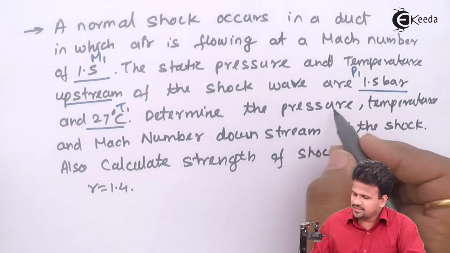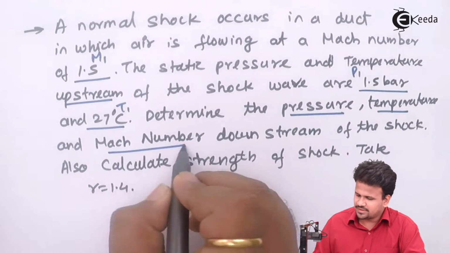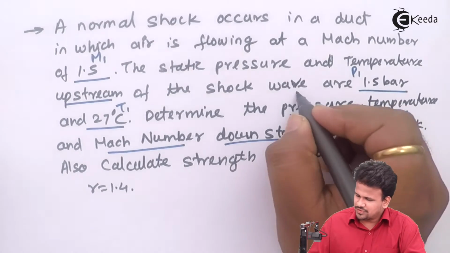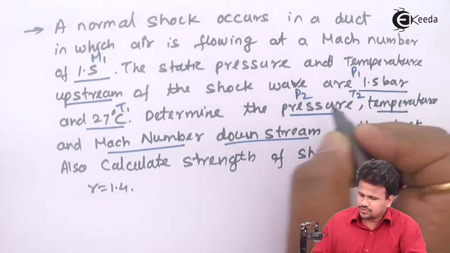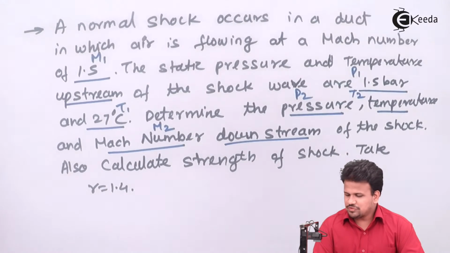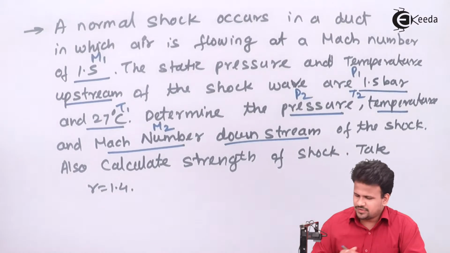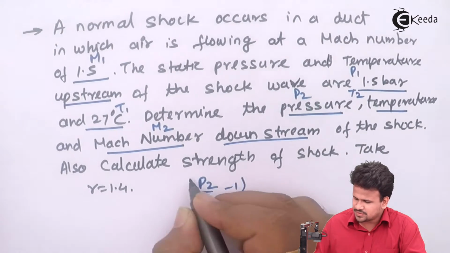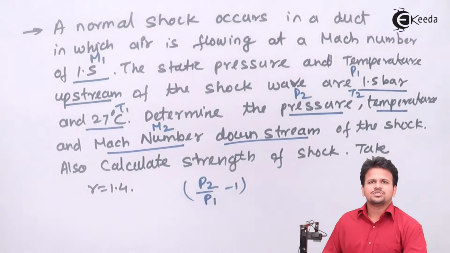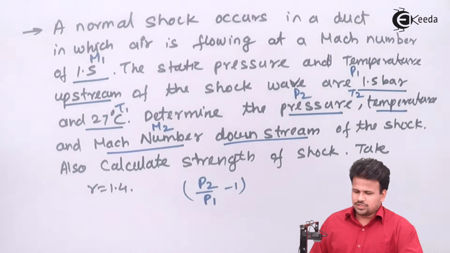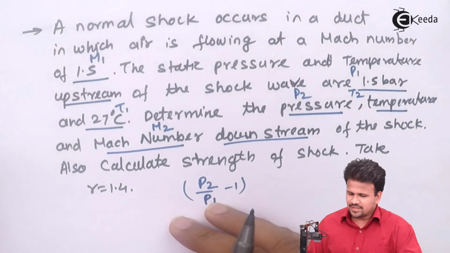We have to determine the pressure, temperature and Mach number in the downstream. Downstream means we have to calculate P2, T2 and M2. Also we have to calculate the shock strength, that is P2 upon P1 minus 1. So this is called the shock strength. All these things we have to calculate, so let us get into detail. Let us write down the data which we have.